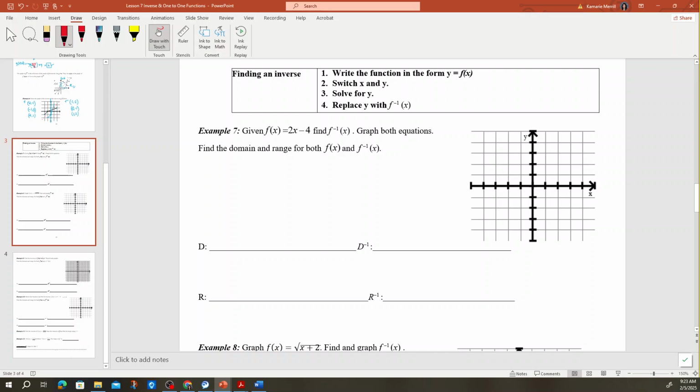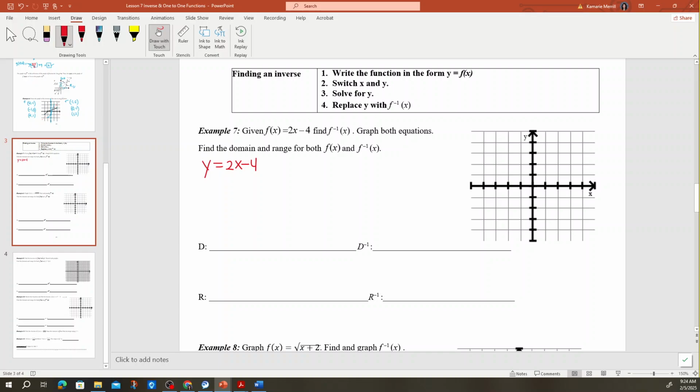Okay, do you guys see this box on the top of the next page? Finding an inverse. If I ever have it as f of x, I'll usually switch my f of x to a y, just because the y is a little less complicated. It's not a mandatory step, so this is kind of an optional step. I usually switch to a y. So if I was given this and I want to find f inverse, I might rewrite it as y equals 2x minus 4. Sound good so far?